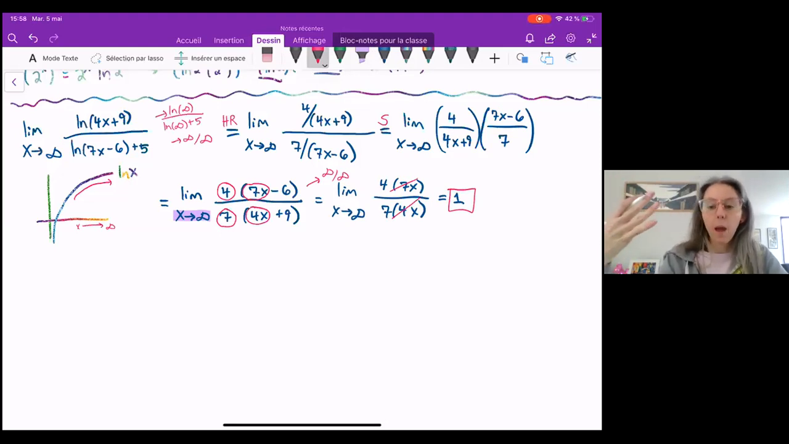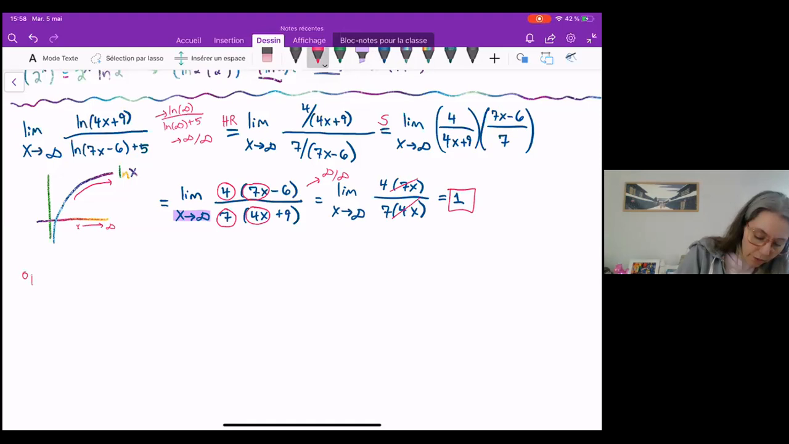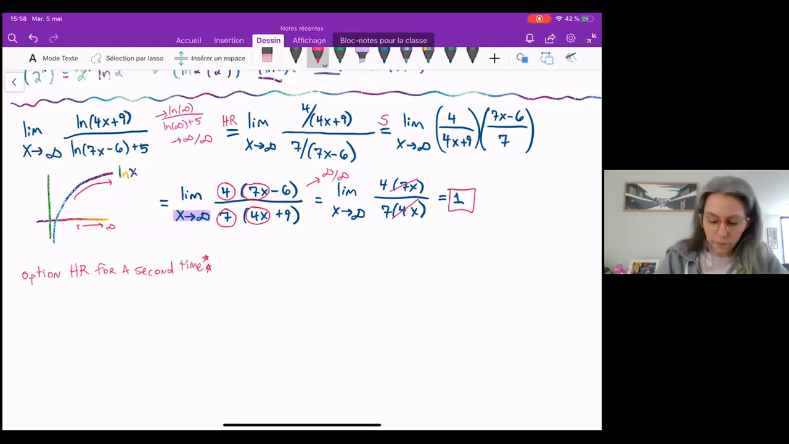taking the big stuff. But note that we could also have used L'Hopital's rule, HR, for a second time. Instead of just taking those dominant terms, I could also take the derivative again.